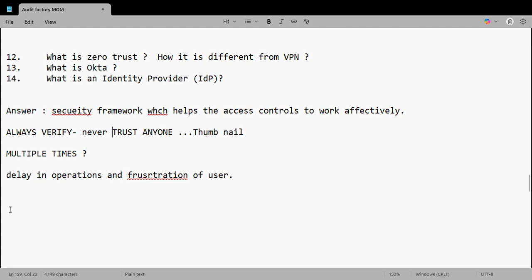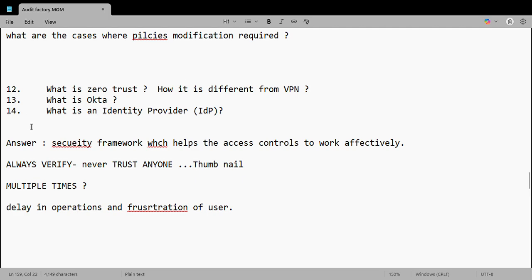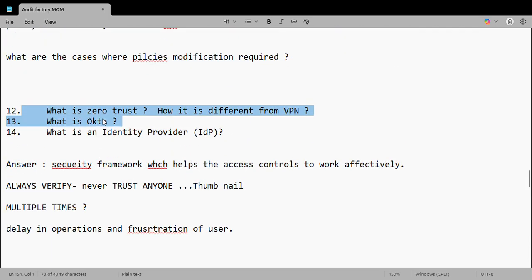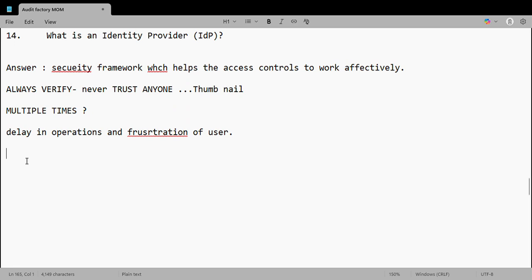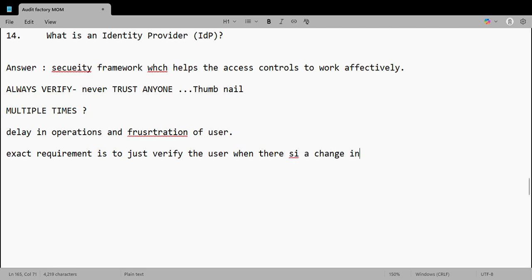Okay, so in this case, what is the exact requirement of zero trust? The exact requirement of zero trust is to verify the user when there is a change in platform. Change in platform means a change in location, a change in IP, or a change in MAC address, etc. So this is called a change in platform.